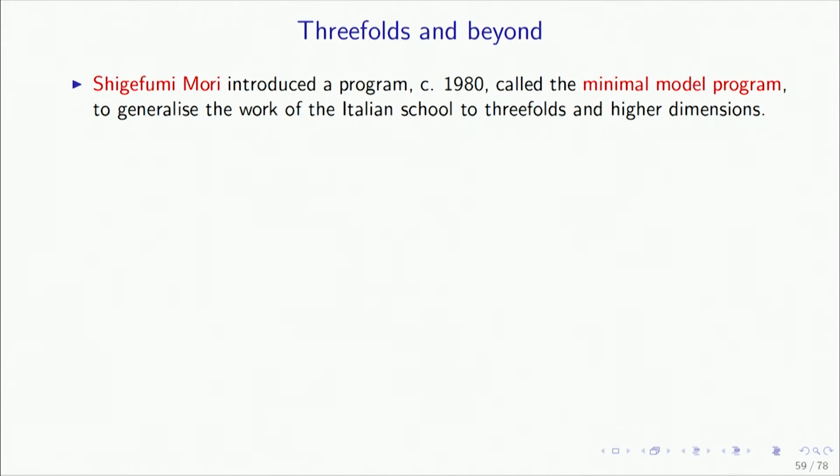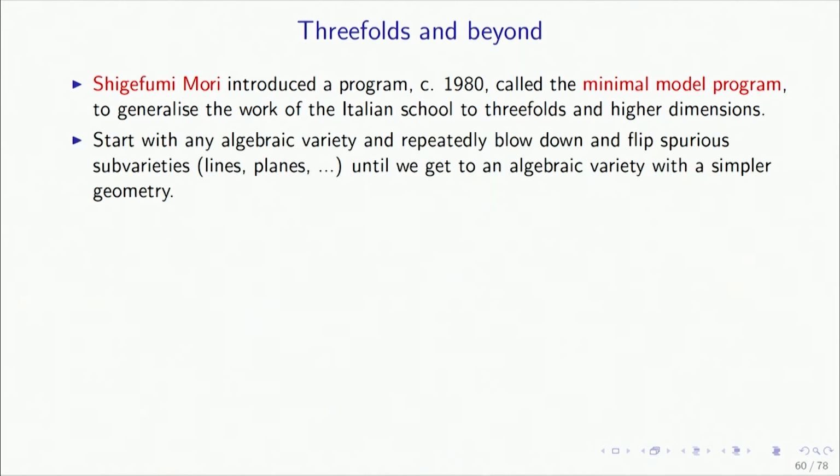Shigefumi Mori in 1980 introduced a program to generalize what the Italians had done at the turn of the century. He called it the minimal model program. He thought of it really as an algorithm, this program as in computer programming. The idea was to start with a variety, something defined by zeros of polynomials, and repeatedly blow down, if you could, surfaces to points on a threefold, or replace curves by other curves, lines, planes, until we get to an algebraic variety with a simpler geometry.